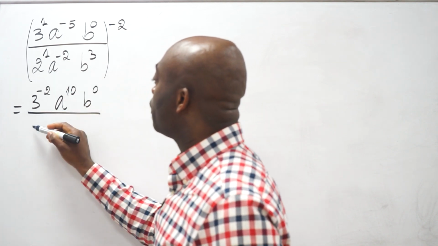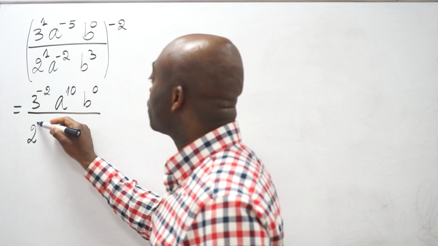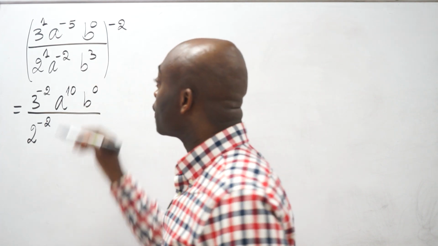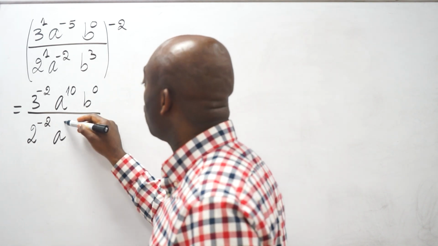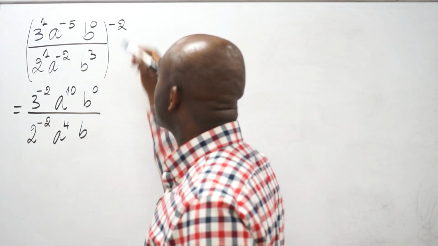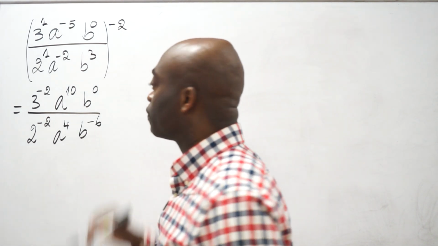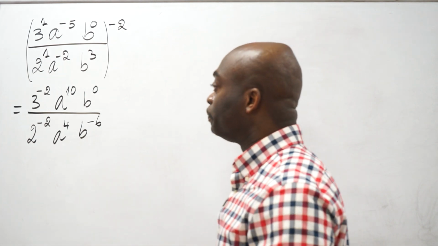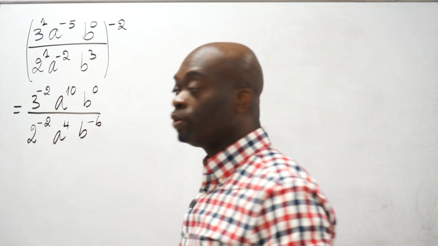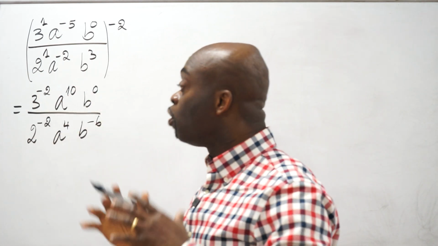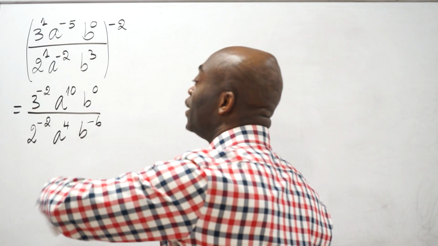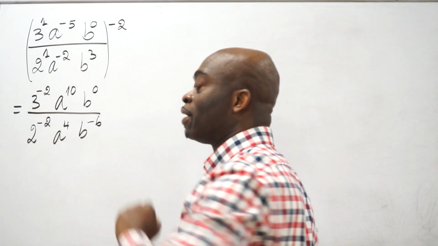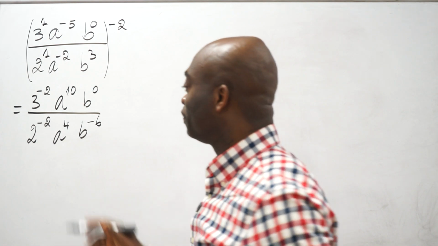Over, then we have 2; 1 times negative 2, which is negative 2. A, negative 2 times negative 2 is positive 4. B, 3 times negative 2, which is negative 6. All right? So this is what we have when it comes to removing the parentheses. Then we're going to work on the top expression and the bottom expression. Are you with me? Okay?